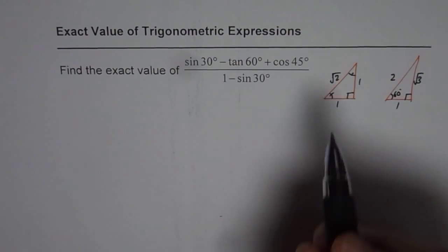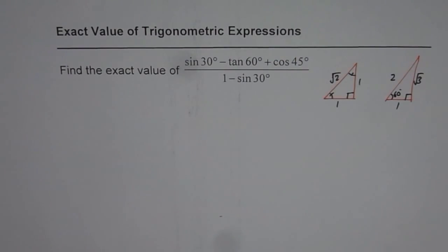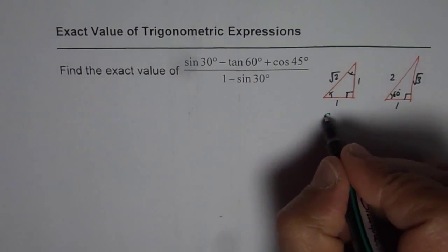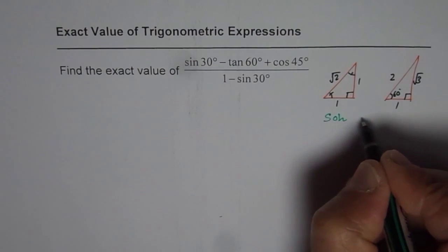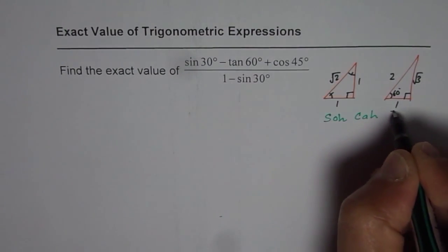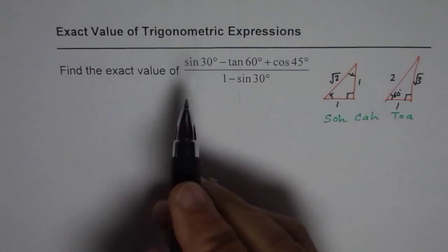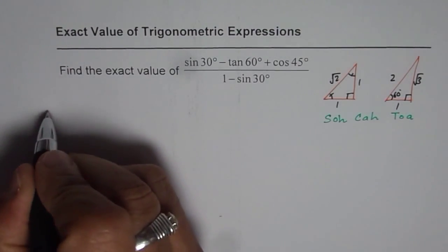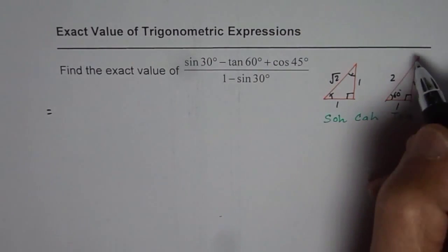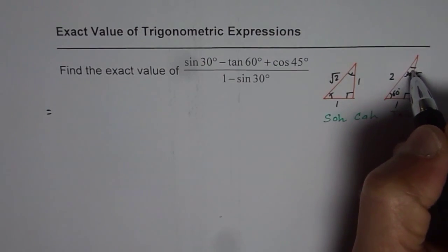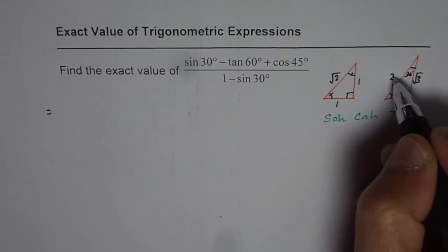Now we can use SOHCAHTOA, right? That's a good reminder. Sine is opposite over hypotenuse, cos is adjacent over hypotenuse, and tan is opposite over adjacent side. To begin with, what is sine of 30 degrees? This is 30 degrees for us, correct? Opposite over hypotenuse, which is 2.